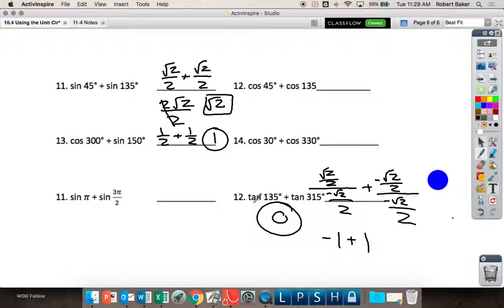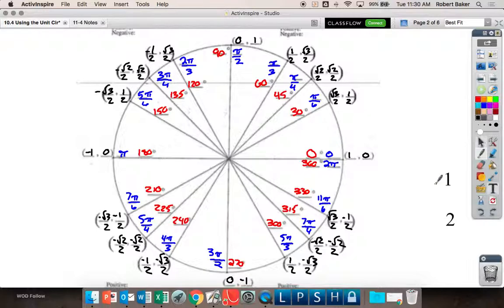Tangent of 315 is in the fourth quadrant. It's negative divided by negative, so it will return positive 1. Oh, wait. Yeah. Thanks, Aaron. Now let's go back and make sure I didn't screw up my unit circle. Please, unit circle. Thank you. I did. Should be positive.